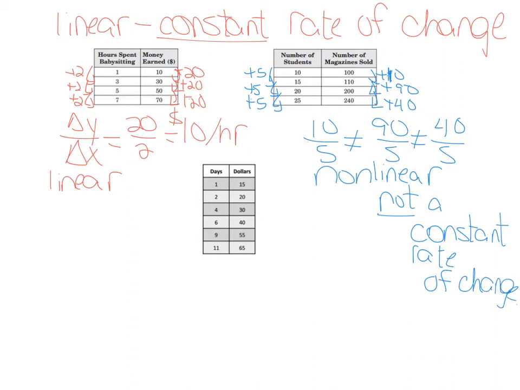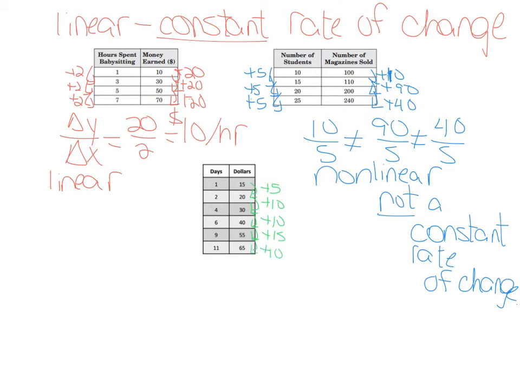Okay? Now, let's look at the next one. We've got days and dollars. So let's see. 15 to 20 is plus 5. 20 to 30, plus 10. 30 to 40, plus 10. 40 to 55, plus 15. 55 to 65, plus 10.